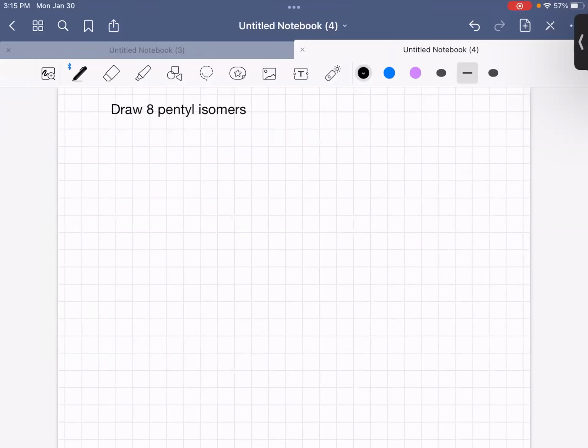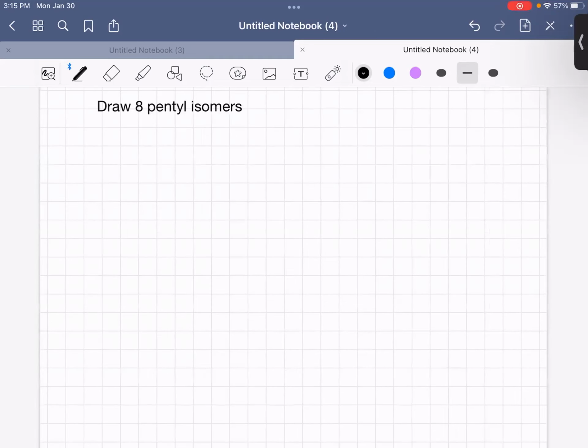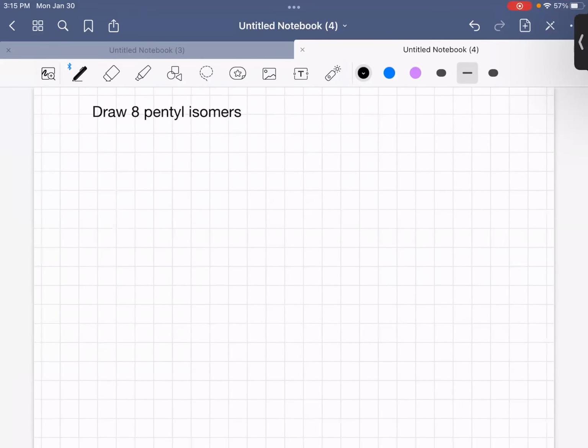Hello everyone, and in this video we're going to be working on organic chemistry and naming compounds and various other questions. So we're going to start with drawing 8 pentyl isomers. Pentyl isomers are isomers of pentyl, and pentyl has the formula C5H11. So how do I know what is pentyl? Because you're supposed to know it.